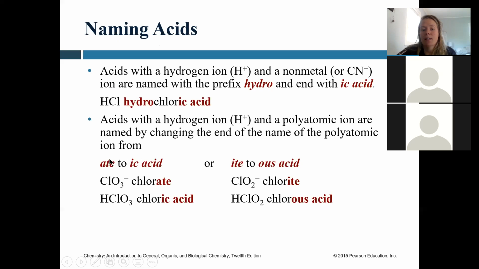If it happens to be a polyatomic ion like this, ates turn to ic and ites turn to ous. So this is chlorate. If I was to make it an acid, it would be chloric acid. I don't use the hydro with a polyatomic. Okay, I ate something icky. We've already gone over this in nomenclature, but ite goes to ous. So if I had this polyatomic ion here, this is chlorite. I drop the ite, I change ite to ous. So it becomes chlorous acid.